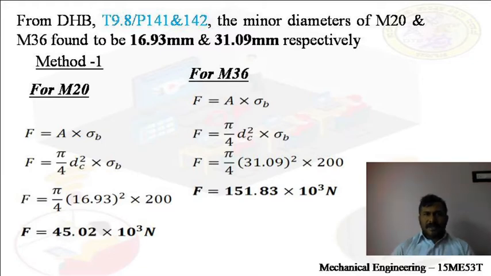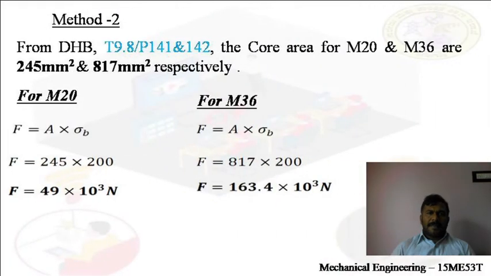Next, method 2. In method 2, we will select the core area that is available in design data handbook for all the major diameters. For M20, the standard core area is 245 mm square and for M36 the standard core area is 817 mm square. For these two values, you have to refer to the design data handbook. In table number 9.8, you will get all the values, core diameter, major diameter, pitch and all. You will get it in that book.